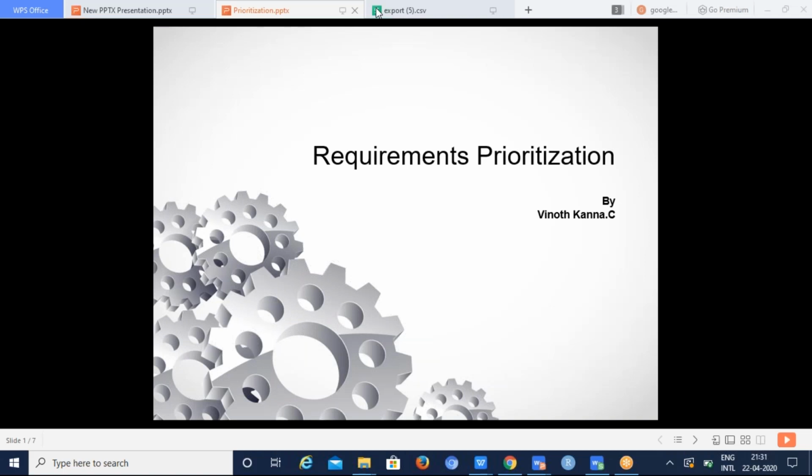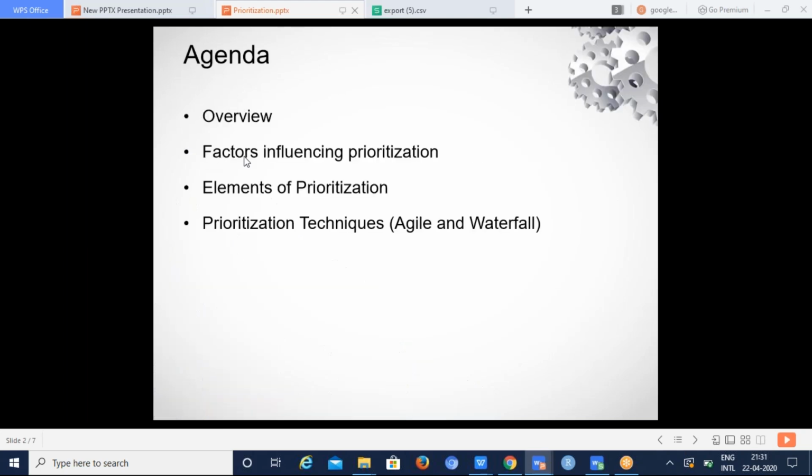In today's session, we will cover what prioritization is and why prioritization is needed. We will see the importance of prioritization, then challenges, followed by factors that influence prioritization and elements of prioritization. Then we will see the three most used prioritization techniques in Agile and Waterfall methodology.